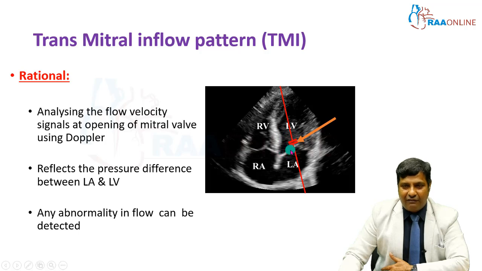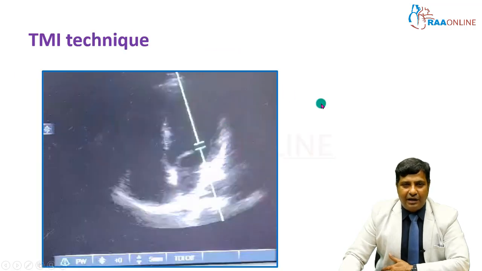This is the mitral valve, as you all know. The flow is going to happen from the left atrium to the left ventricle. So if you analyze the flow velocity at this level, it reflects the pressure difference between the left atrium and the left ventricle. And if there is any abnormality, this flow velocity will pick it up. Let me explain how to do that.